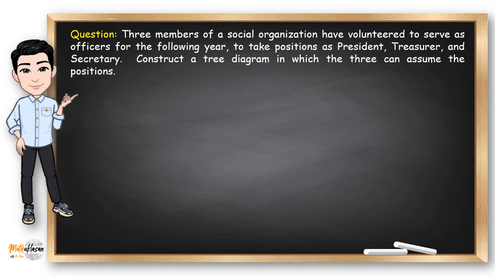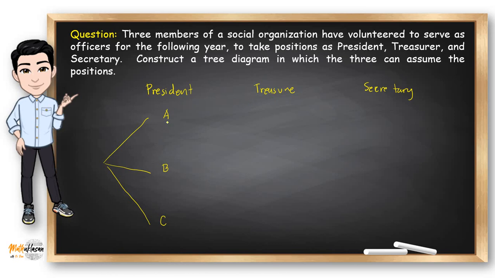Now let's have this example. So we have three members of a social organization and they have volunteered to serve as officers for the following year. Now, the positions that they can choose from are, of course, president, followed by treasurer, and then secretary. Okay, so remember that we don't have the names of those persons, so let's just name them person A, person B, and person C. So the first event is person A will be the president.